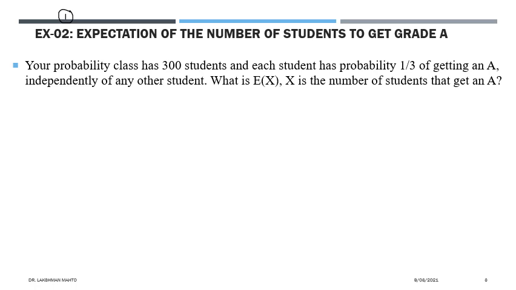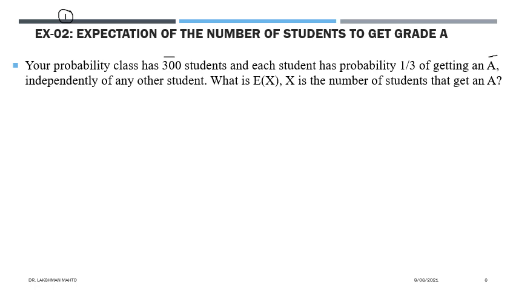Suppose in a probability class there are 300 students, and each student has probability 1/3 of getting grade A. Getting grade A is independent of any other student. That means it is not that another student is helping them get grade A. So it is totally independent. We can see a binary situation for each student: with probability 1/3 a student will get grade A, and with probability 2/3 a student will not get grade A. So right now take it as a binary situation.